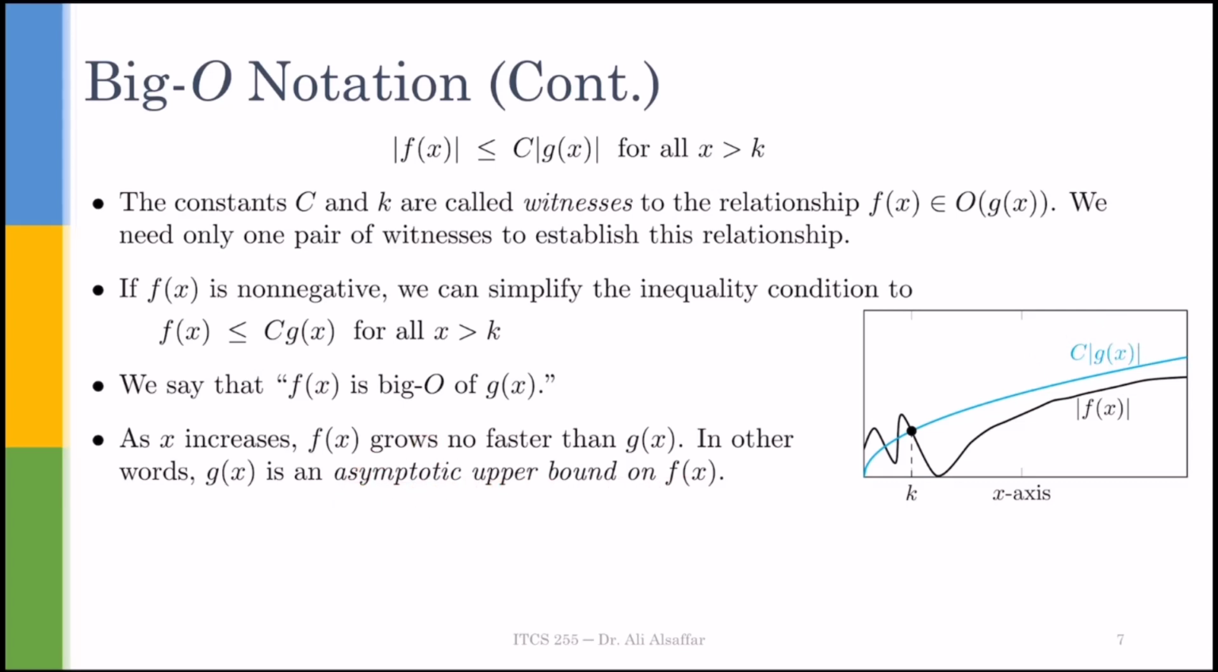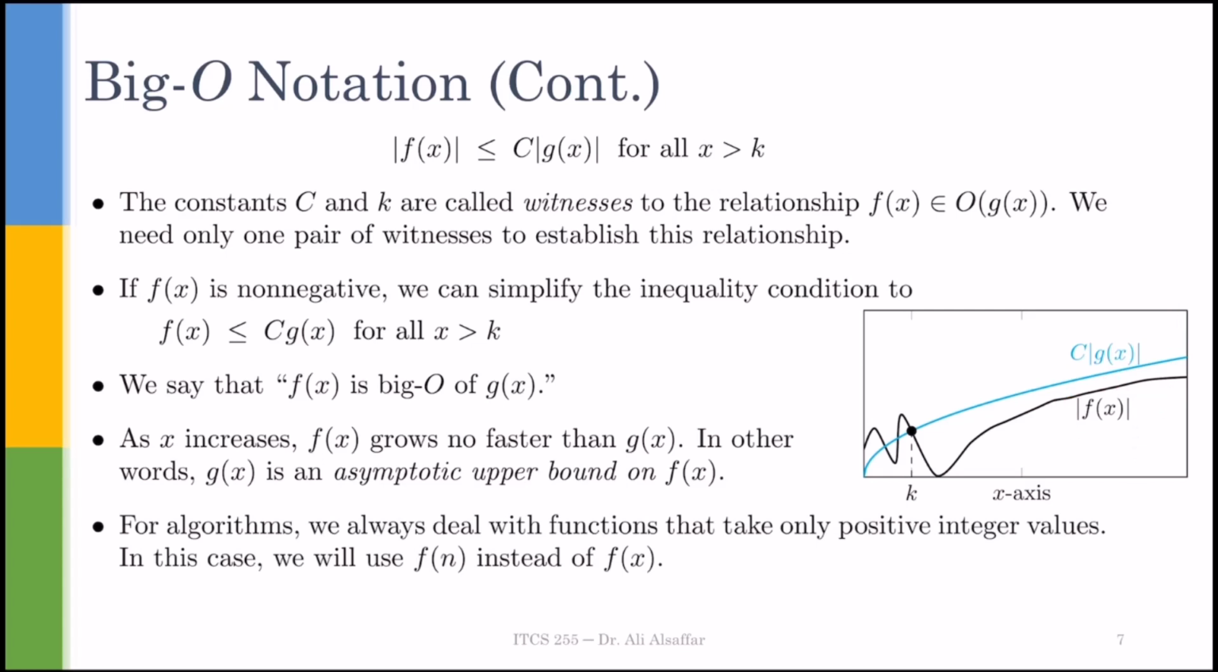When we say asymptotic, it means approximately. So they don't reach each other. Maybe they are not equal, but they will go close to each other. This is like finding a limit in calculus. So we say that g of x is an upper bound for f of x.